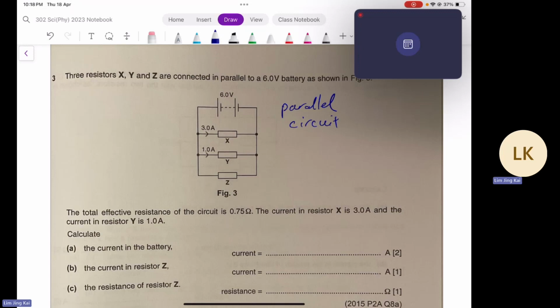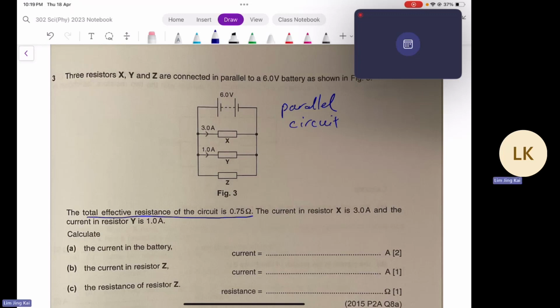for the circuit itself. Let's look at the information that is given. They tell you that the total effective resistance of the circuit is 0.75 ohms. They also tell you that the current in resistor X is 3 ampere and the current in resistor Y is 1 ampere. And at the start they also mentioned that the EMF is 6 volts. We should be able to solve the questions.